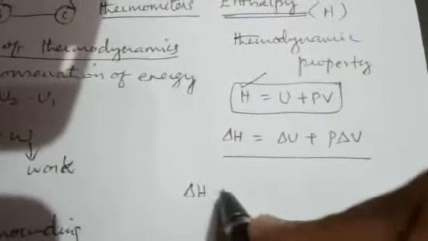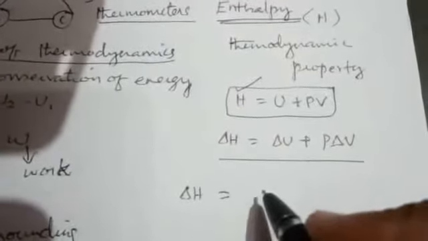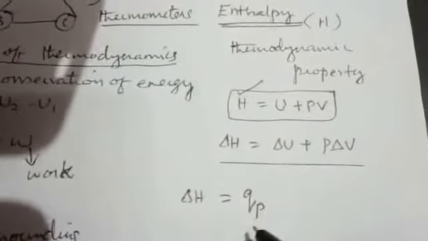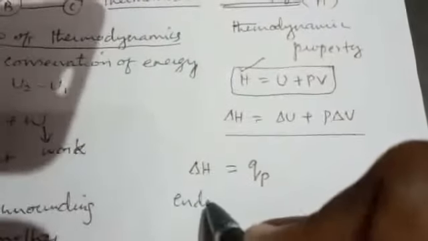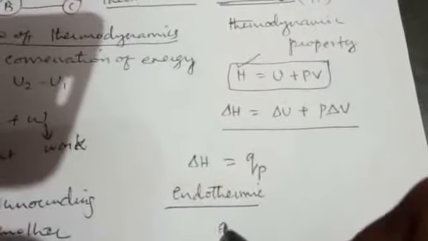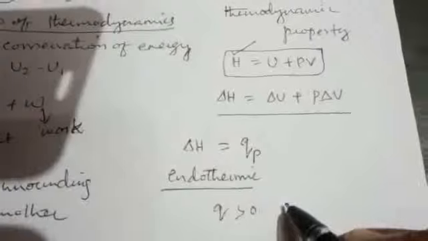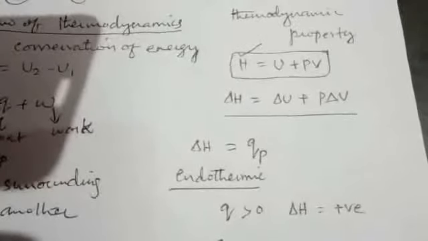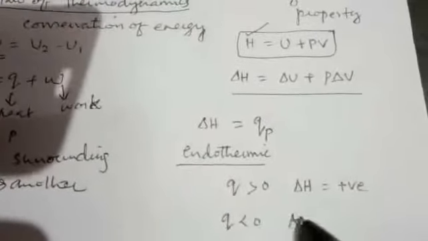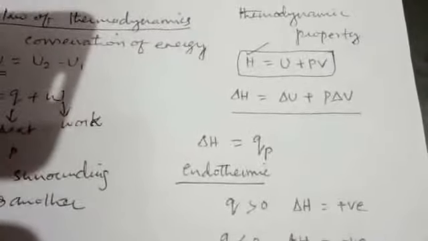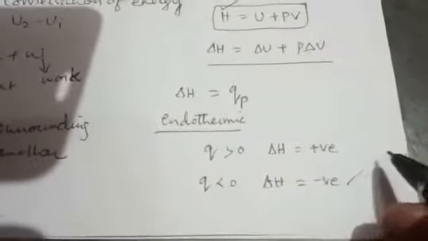At constant pressure, the change in enthalpy del H equals the heat supplied at constant pressure, Q supplied at pressure P. In endothermic reactions, Q is greater than 0, a positive value, so del H is positive. Q less than 0 means del H will be negative. A one-mark question will be asked on this: Q less than 0 means del H is also negative, here positive.